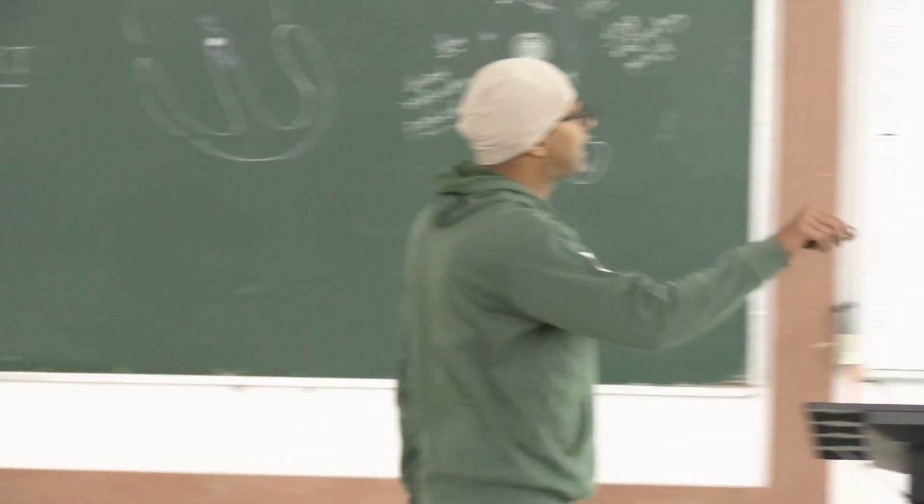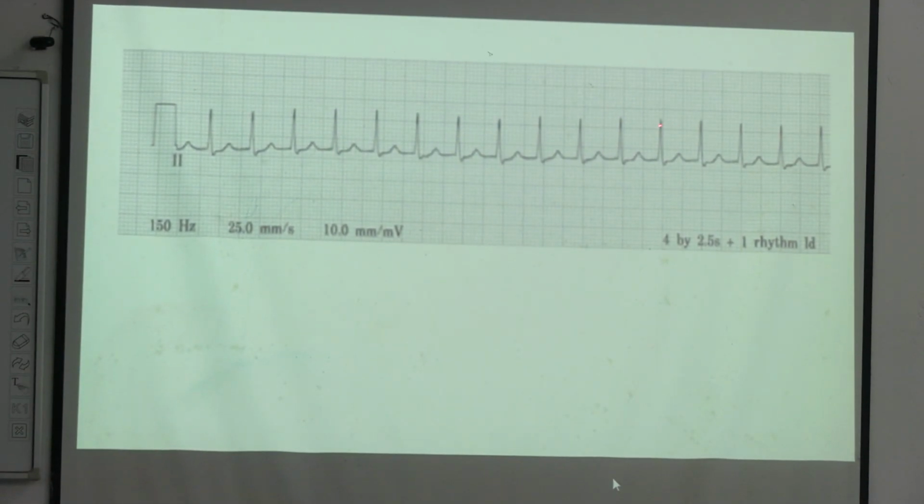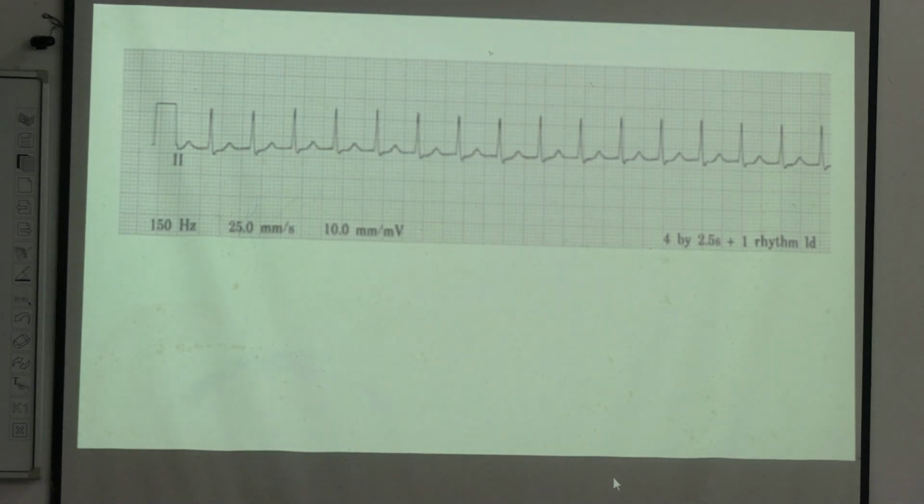So take any two R waves, okay? So these two R waves. The number of small squares here is 5, 5 and 5, almost 10 small squares. So 1500 by 10, heart rate is 150, okay?